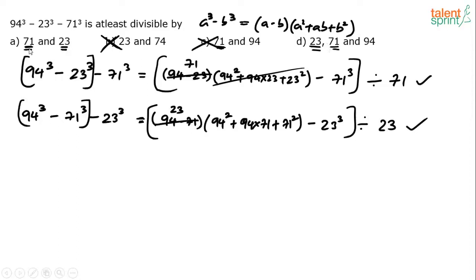Now the only thing that you have to check is, see, 71 and 23 are available in both options. 71 and 23 are there in option A. It's also available in option D. Options B and C are eliminated. The only thing left is to check for 94. How do you check for 94?